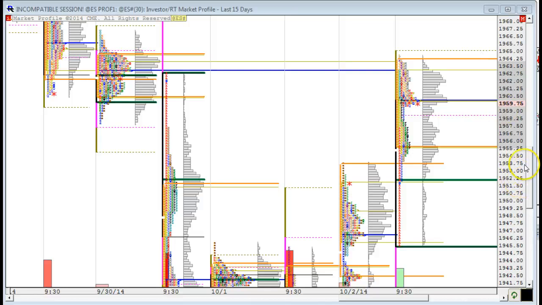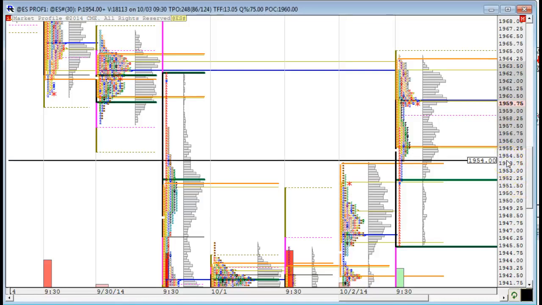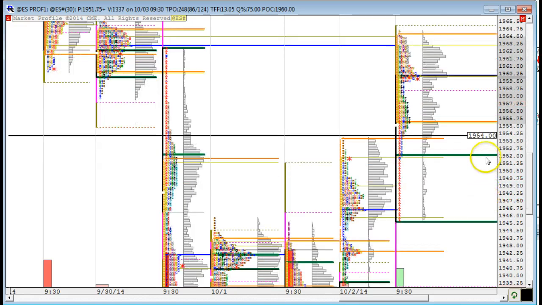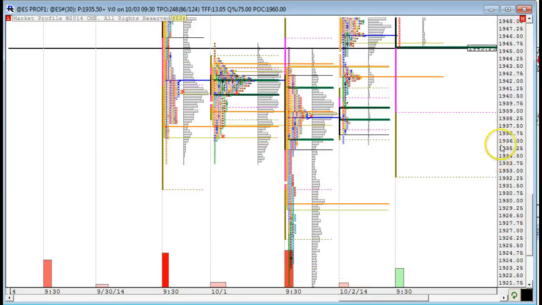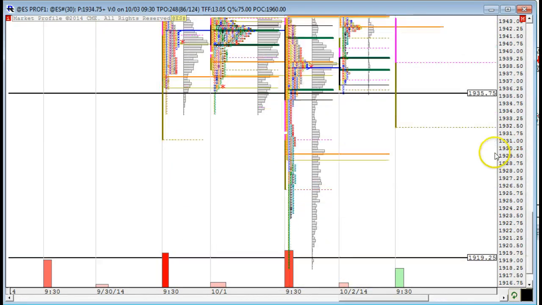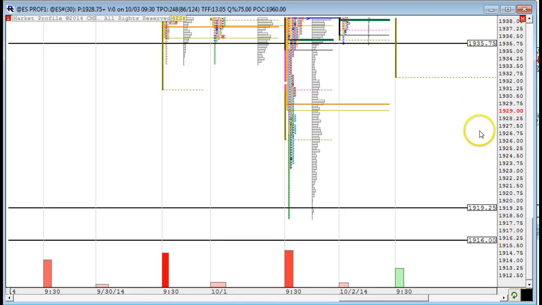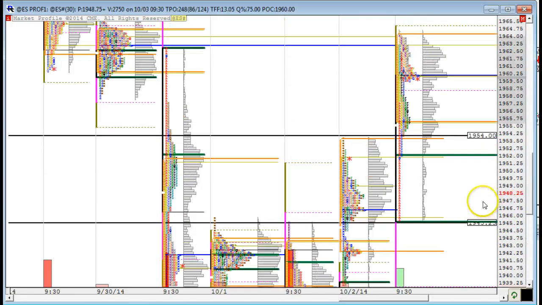So now, in terms of coming down, the first area that we need to break down is 1954. Once we break 1954, we should then go to 45, and once we break 45, next level of support will be 36, and obviously past that we're gonna go retest the low of 1919-ish.